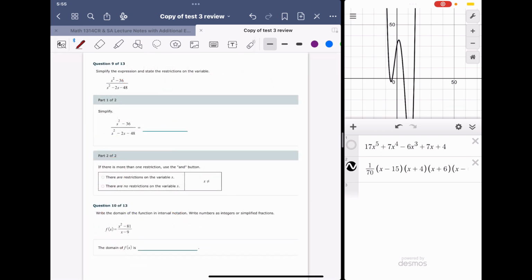Simplify the expression and state the restrictions of the variable. When you state the restrictions, it's only the denominator. Okay, so let's see. If we simplify this, what are we doing? When we simplify, let's see what it could be. Oops. It is the x.